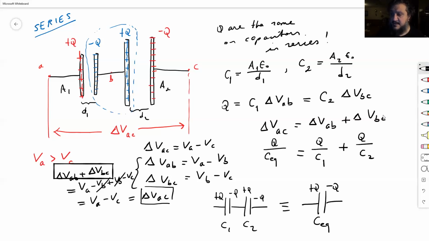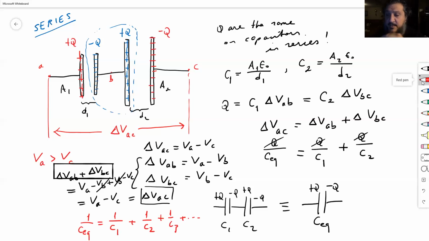If you get rid of the Q's now, the answer will be the formula for equivalent capacitance for a series combination. So 1 over C EQ will be equal to 1 over C1 plus 1 over C2. If you have more than two, keep adding them: 1 over C3, etc. That's how you find the equivalent capacitance of capacitors connected in series. Now, what if you connect them differently?